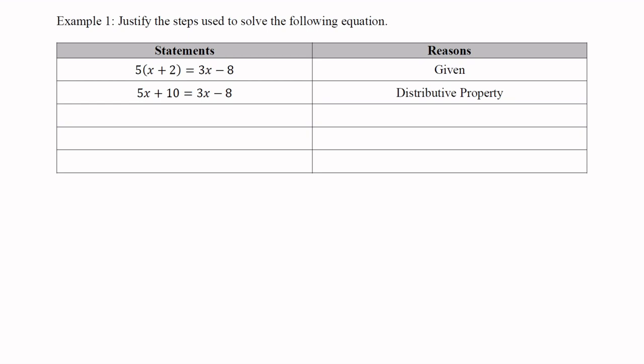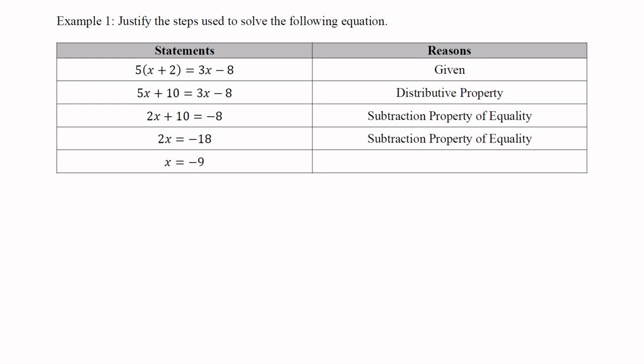Now our next statement is going to be moving the variable. And to move the variable, we're going to subtract 3x from each side, giving us 2x plus 10 on the left. And since we subtracted 3x from each side, we use the subtraction property of equality. Now we're going to subtract 10 from each side. And when we subtract 10 from each side, again, that is going to be the subtraction property of equality. And then finally, we divide each side by 2. And that is the division property of equality.